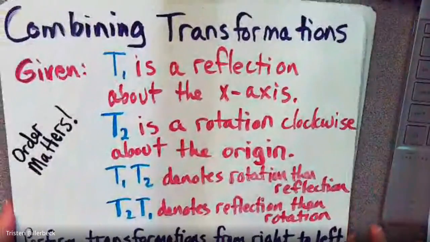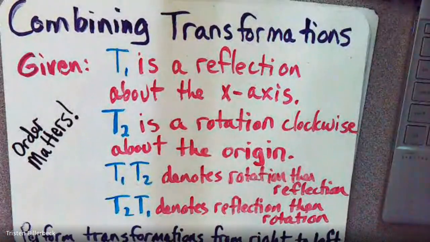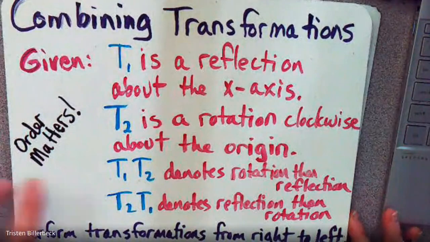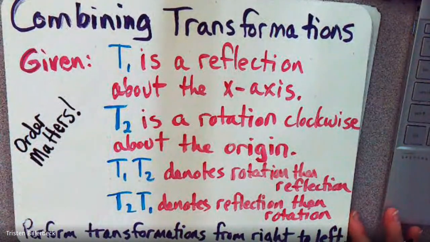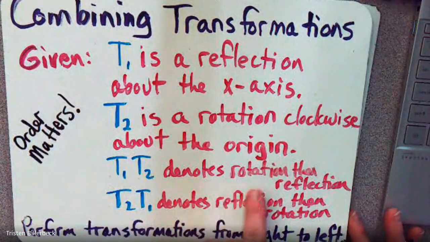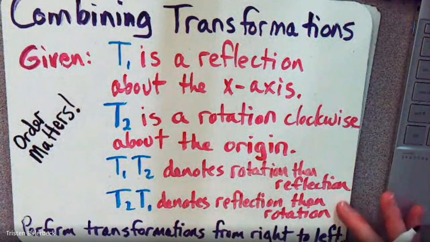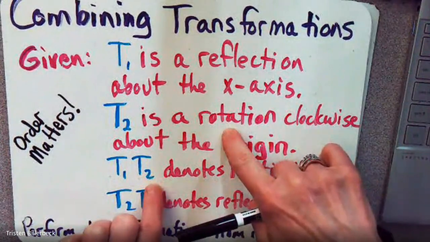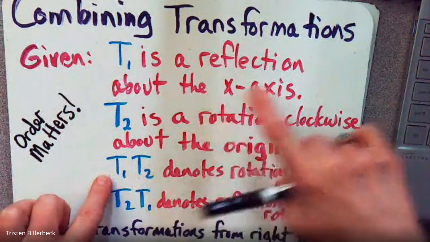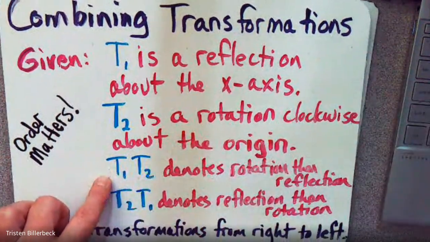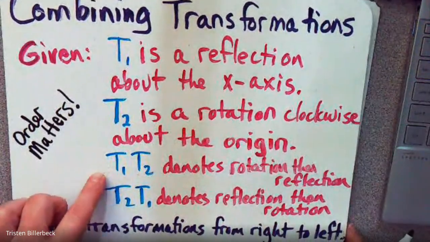All right, let's look at combining transformations. So if we have T1, T1 is a reflection about the x-axis. T2 is a rotation clockwise about the origin. T1 T2 denotes the rotation and then the reflection. So we do the rotation first for T2, and then we do the reflection. So we read from right to left when we're doing our transformations.